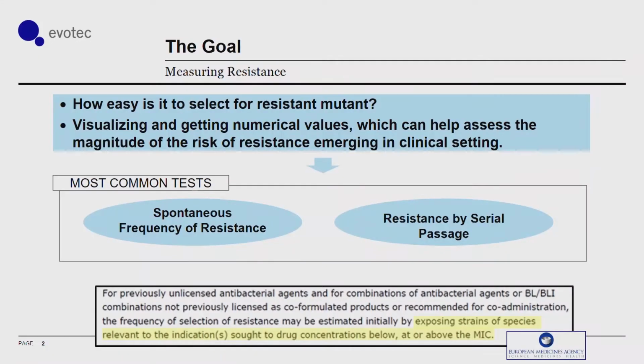Why should you do that? It's because you're asked to do it. I've shown here the EMA guidance relevant for that, so you should do that. That being said, there is no single experiment that you can perform that will give you that number. There are two experiments, though, that are very favored by everybody. The first one, which has already been presented, is the measurement of the spontaneous frequency of resistance. And the second one is the resistance by serial passage, something that most programs are presenting.